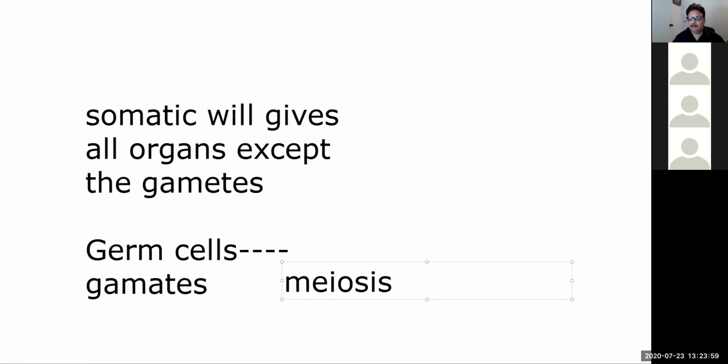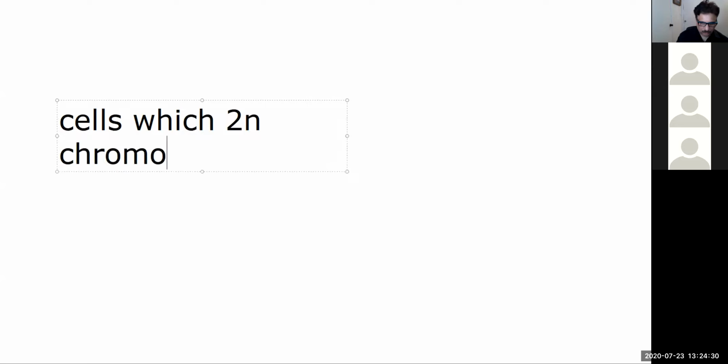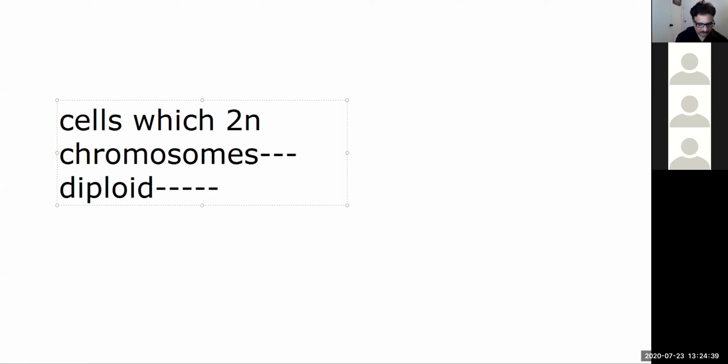So what is the difference between a haploid cell and a diploid cell? Cells which have two sets of chromosomes are diploid. For example, in the case of humans, we have two sets of 23 chromosomes, 46 chromosomes. So when a cell has two sets of similar chromosomes, two sets of 23 chromosomes in humans, it is diploid.